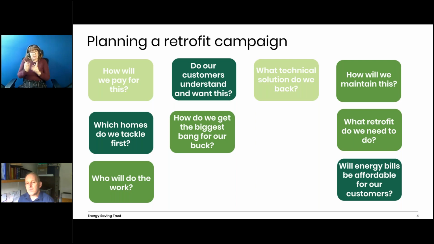There's then, what technical solution do we back? Is it heat pumps? Is it hydrogen boilers? We think here at Energy Saving Trust it is likely to be predominantly heat pumps, but there is uncertainty. You don't want to back the wrong horse and invest a load of money in the wrong technology. There's then, having retrofitted a home, how are you going to maintain it? What are the costs associated with maintaining a retrofitted home? Do we have the necessary skills in-house or access through contractors to do that?